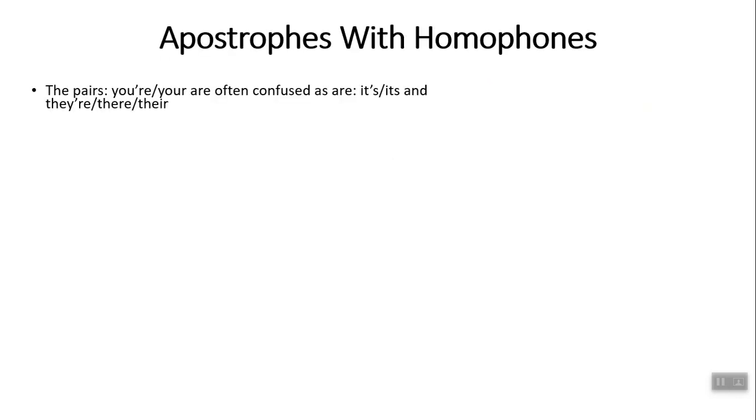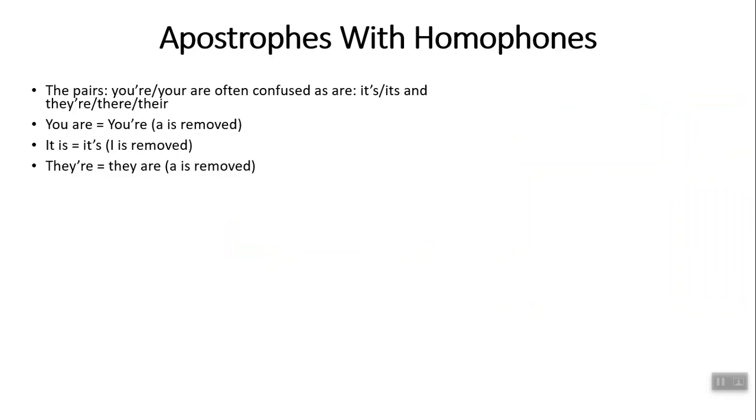Apostrophes with homophones. The pairs your and you're are also confused, and so are its and it's and their and they're. So the you're with the apostrophe is you are, and the A is being removed. Same thing with it's with the apostrophe, it is, and the I is being removed. So these are all contractions. They're, they are. The A is being removed.